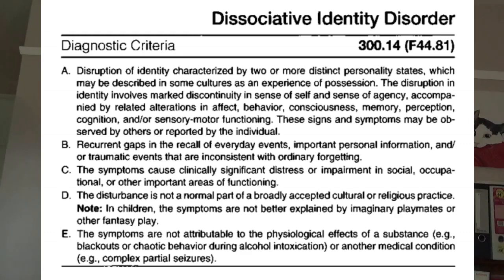Second one, there has to be recurrent gaps in memory, so there have to be issues of amnesia beyond ordinary forgetting. Third criteria is that the symptoms generate significant distress in functioning, so they actually get in the way of a person's life. That it's not part of a broadly accepted religious practice, and that it's not as a result of use of substances, alcohol, drugs, medication, or physical conditions such as a head injury.